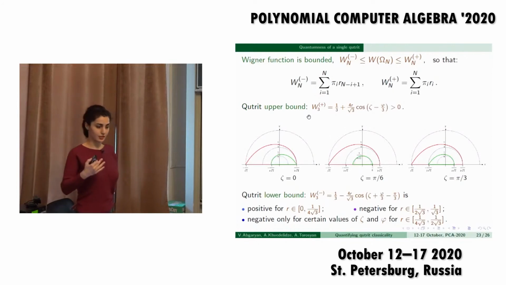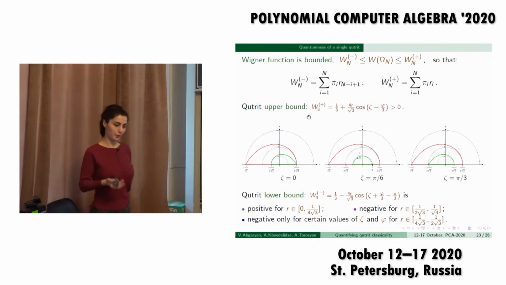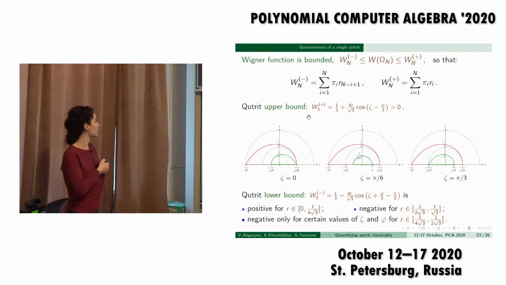Since the Wigner function is composed from 2 Hermitian matrices, the density matrix and the Stratonovich kernel, it's bounded. You can easily see that the upper bound is always positive, so no information there. But if you look at the lower bound, you can gain some information. So you see that for these r's, the Wigner function is always positive. For these, it's always negative. And for some, it depends on zeta and phi.